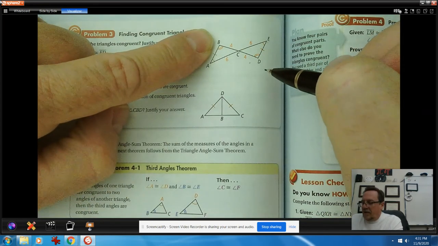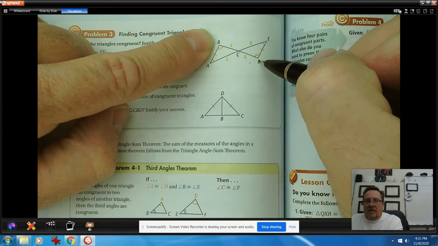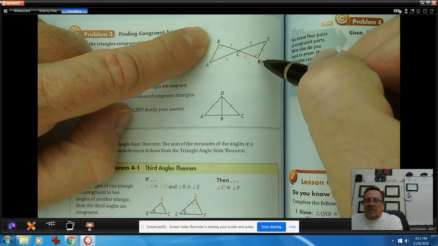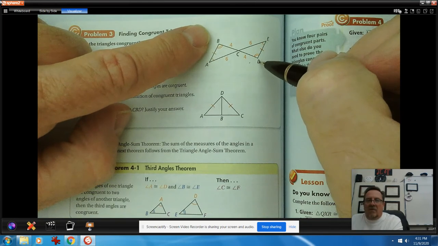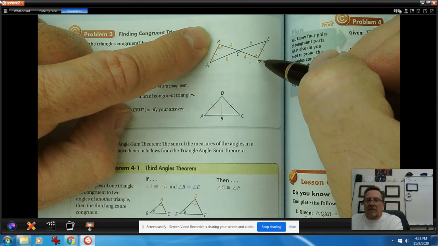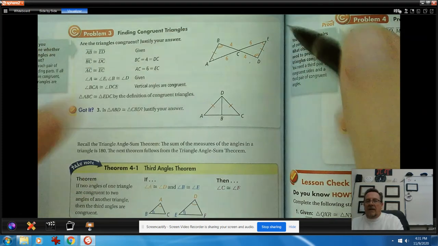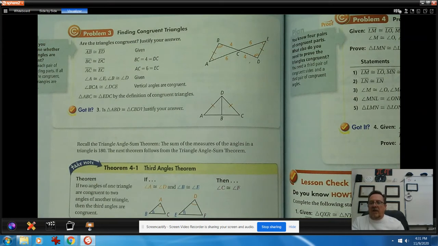Angle B is also marked to be congruent to angle D. Okay, B and D correspond to each other. If these were congruent, those would correspond with each other. So let's make sure that they have the same measure, and they do. So that gives us two angles in one triangle congruent to two angles in another triangle. And let's check the last angle.